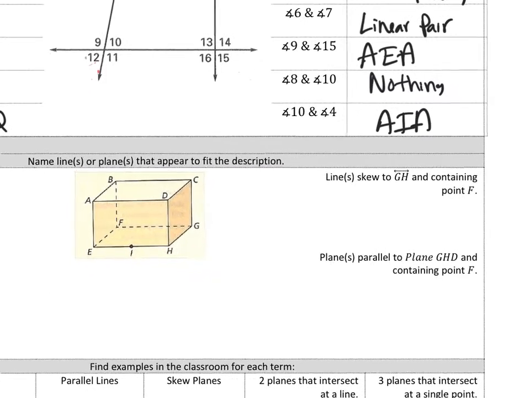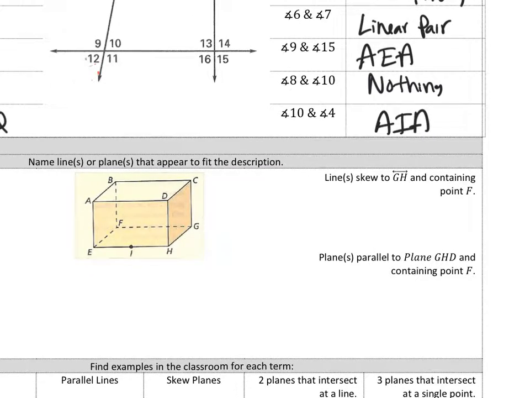And then let's slide it over here to the last one. Lines that are skew to GH and contain point F. So that means two lines that are not even on the same plane. And it's going to be this back line right here. It's going to be FB.